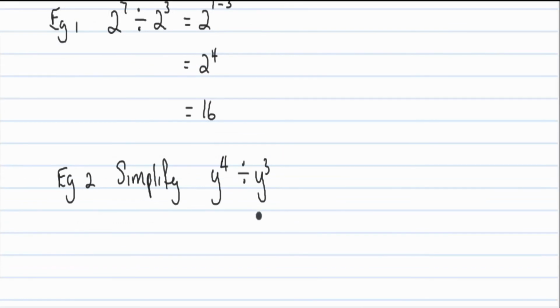Now in example 2, we have to simplify y to the power of 4 divided by y to the power of 3. Now notice we have the same base being y, and the powers 4 and 3. So what we'll have is y, and since y to the power of 4 comes first, we write the 4 first, and then we take away the one that comes second, which is the 3. And that will give us y to the power of 1, which is understood to be just y.